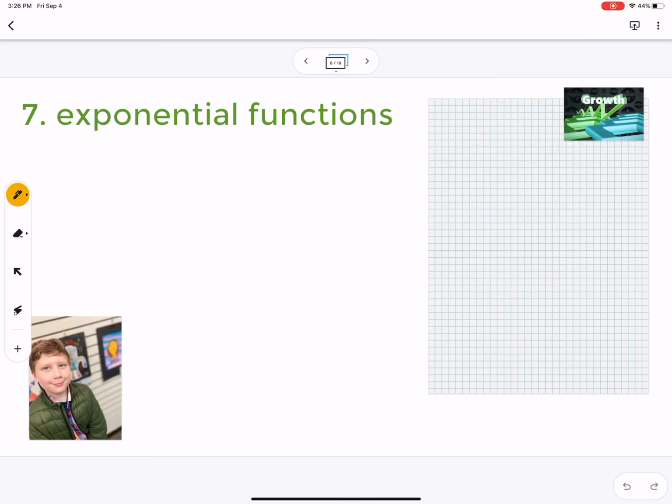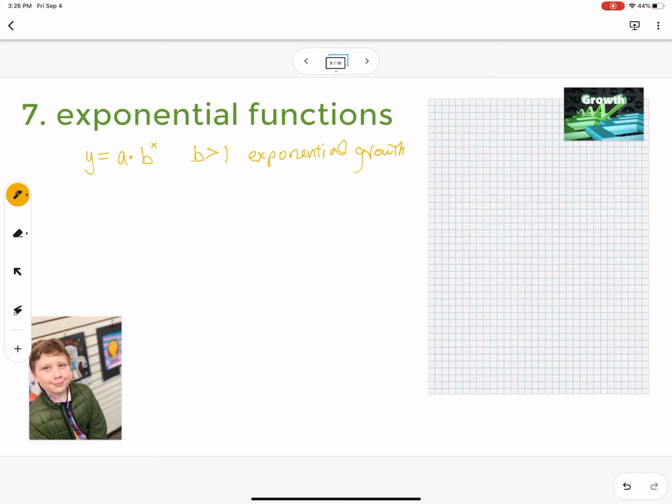Exponential functions: a lot of times we talk about exponential growth and exponential decay. The general format of these equations is a times b to the x, and the a is just a coefficient here. If b is greater than 1, we have exponential growth. If b is between 0 and 1, we are going to have exponential decay.